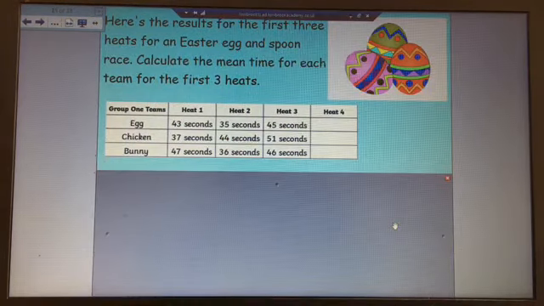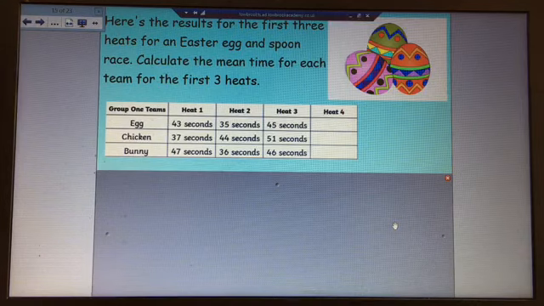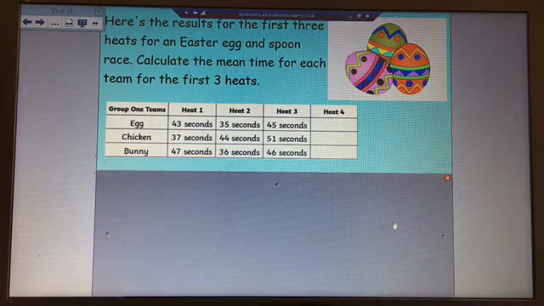Next question. Here's the results for the first 3 heats for an Easter egg and spoon race. Calculate the mean time for each team for the first 3 heats. If you've forgotten how to find the mean, then I suggest you go back to the start of the video and watch the Easter Bunny's top tips or the Easter Bunny's helping hints to refresh your memory. If not, press pause now and crack on with it.